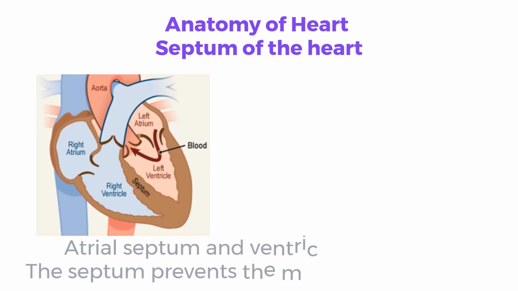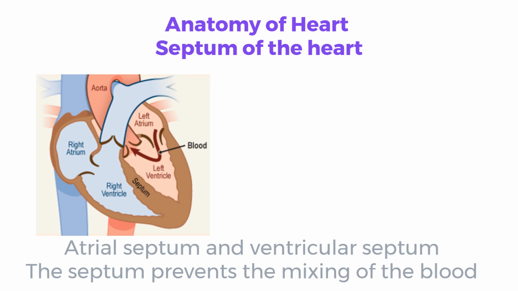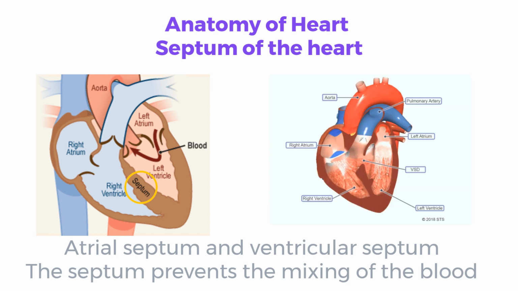Now let's discuss the septum of the heart. Two types of the septum are: 1. Atrial septum, it is present between the two atria. 2. Ventricular septum, it is present between the two ventricles. Their function is to prevent the mixing of the oxygenated and deoxygenated blood from the right and the left side of the heart.